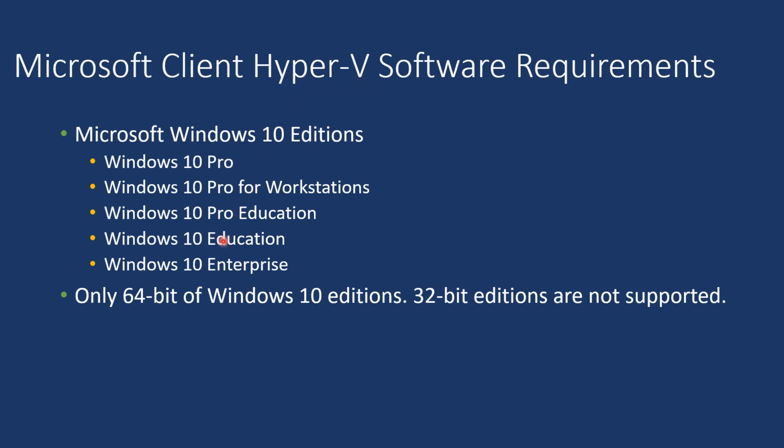But that's not enough. Your edition should also be the 64-bit edition of Windows, because 32-bit editions are not supported in Hyper-V. What I mean is, even if you have Windows 10 Pro, but it is not 64-bit, it is 32-bit, again, you cannot enable Hyper-V. As I said, it should be Windows 10 Pro and above, plus that edition should be the 64-bit edition of Windows 10.